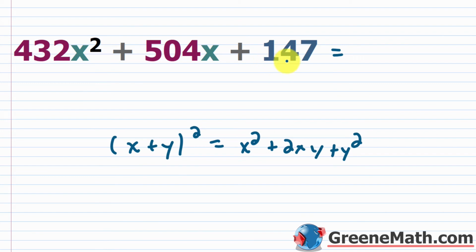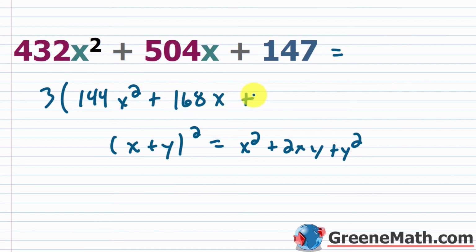But it does look like 1 plus 4 is 5, 5 plus 7 is 12, 5 plus 0 plus 4 is 9, 4 plus 3 is 7, plus 2 is 9. So I can pull out a 3. Let's start with that. 432 divided by 3 is 144. We know that's a perfect square. Then x squared, then plus 504 divided by 3 is 168. So then times x, and then plus 147 divided by 3 is 49.